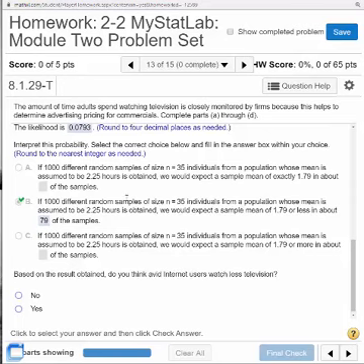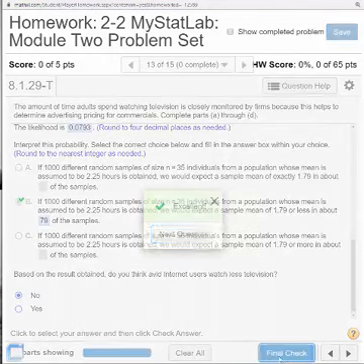So based on the results obtained, do you think avid internet users watch less television? If the likelihood was less than 5%, you would say yes. But since it's above, we're actually going to say no.